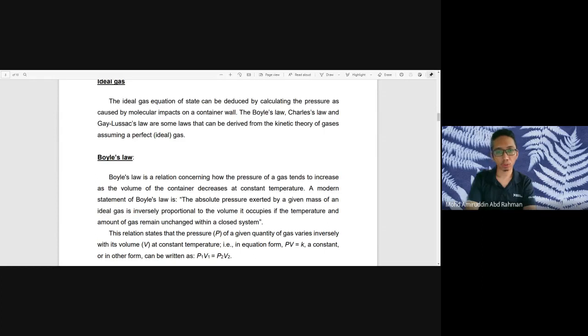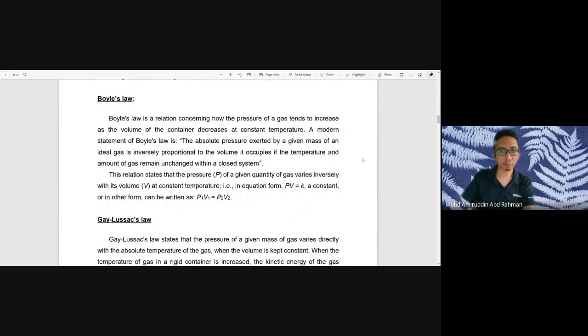The equation for Boyle's law is PV equals k, where k is a constant, which can be written as P1 V1 equals P2 V2. So that's Boyle's law.